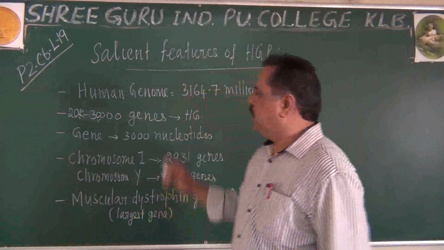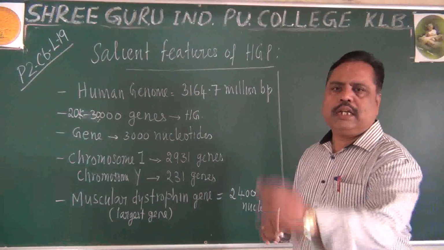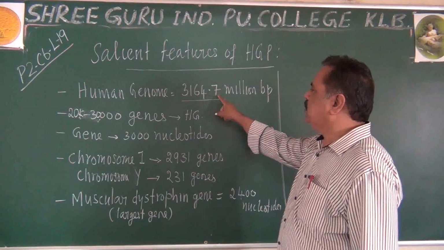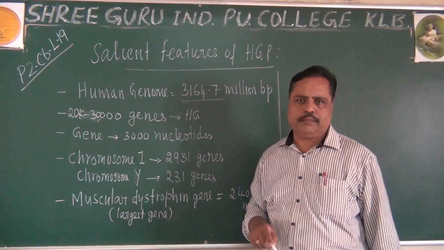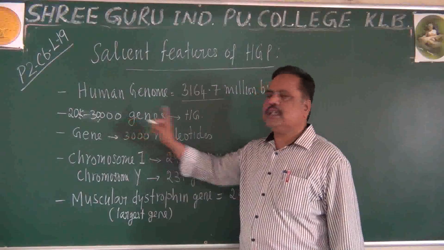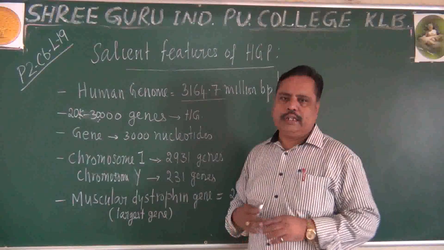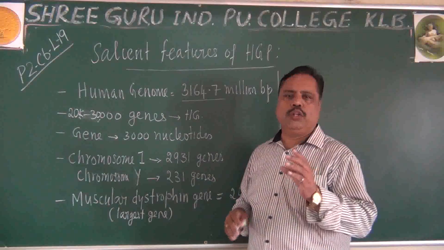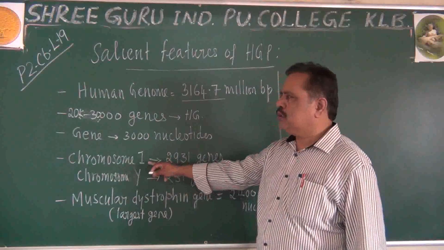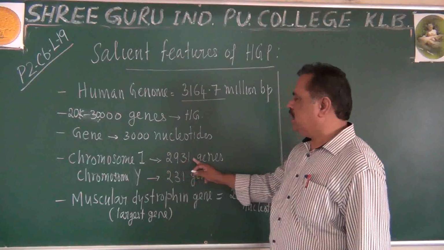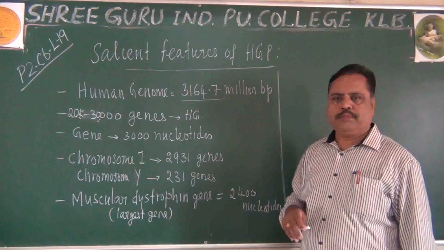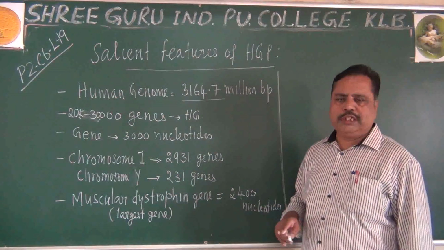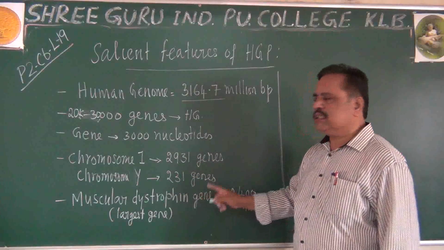Okay, check it. So what are the points we have got? Salient features of the human genome. It is made up of around 3,164.7 million base pairs. The human genome contains around 30,000 genes, not 80,000. And each gene may on average contain 3,000 nucleotides. Chromosome 1 is the largest chromosome. It is made up of 2,931 genes. Chromosome Y is the smallest chromosome. It contains 231 genes. The muscular dystrophin gene is the largest gene.